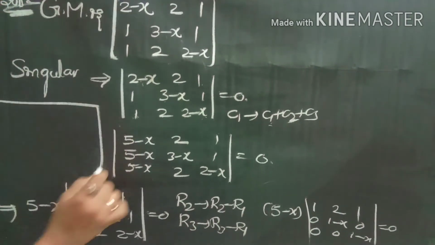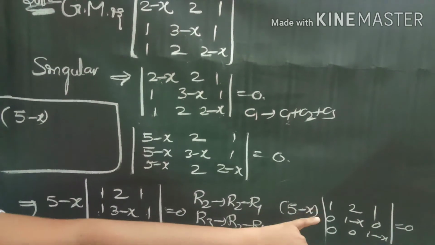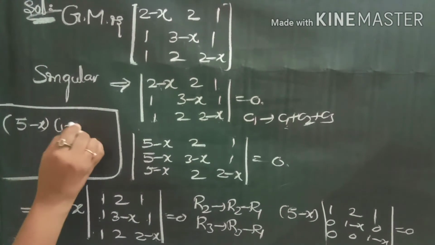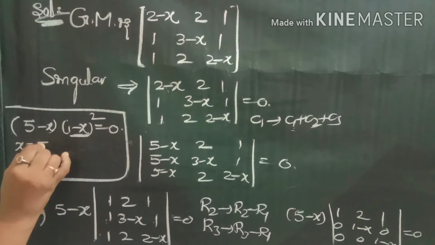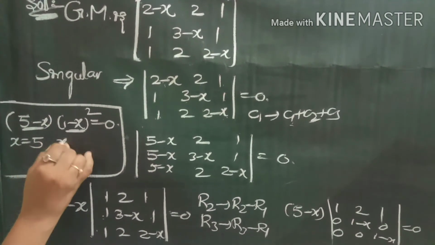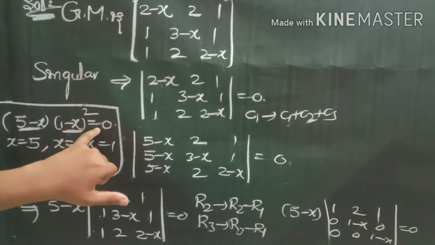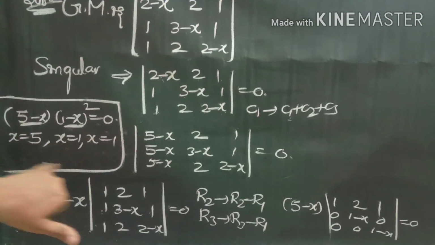Which implies 5 minus x into, now we are finding the determinant value, 1, 0, 0. So the determinant value is equal to 1 minus x into 1 minus x, that is 1 minus x whole square equals 0. So the values of x are here. First value x is equal to 5 and next value x is equal to 1 and next value x is equal to 1. 1 minus x whole square, 1 minus x is equal to 0. x is equal to 1, x is equal to 1. Now these are the values of x.